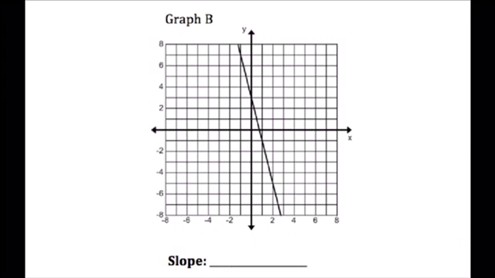Graph B, we're going to pick 2 points. Pick one there. I could have picked one there, or one there. And here we can see that we're going down 4, right 1, down 4, right 1, down 4, right 1. So -4 over 1 is just the same as -4. So our slope for graph B is -4.